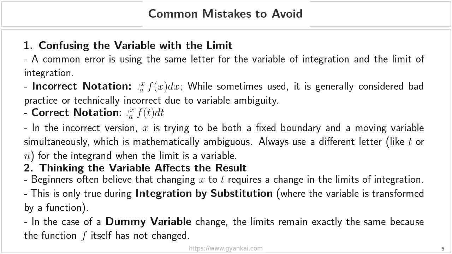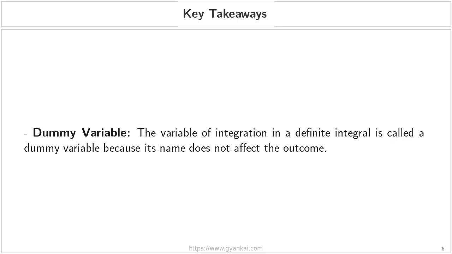So, to recap, don't change the limits when you're just switching the dummy variable. Only change them during integration by substitution. Key takeaways. First point, dummy variable. The variable we use inside the integral, whether it's x, t, u, or anything else, is called a dummy variable. The reason is simple. Its name doesn't change the final answer. We've seen this in action with our examples, haven't we? It's just a placeholder that allows us to represent the area under the curve.